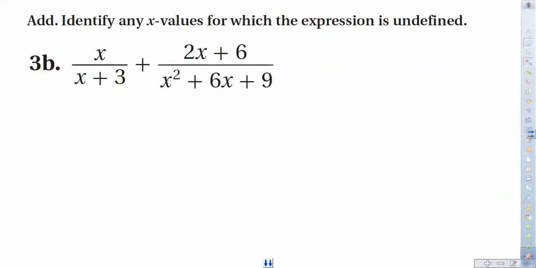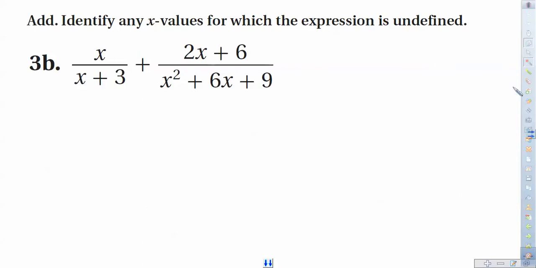So, taking a look at this. Let's add these up. And then notice the other part here, and you're going to be asked to do this on your assignment: identify any x values for which the expression is undefined. You know what I would suggest? I suggest you do that right after you factor the denominator.